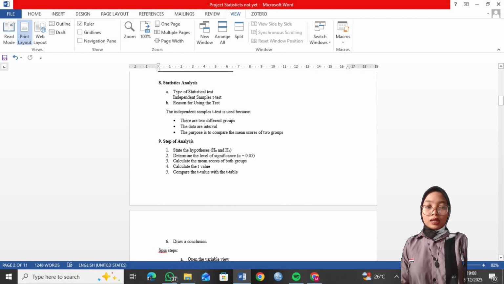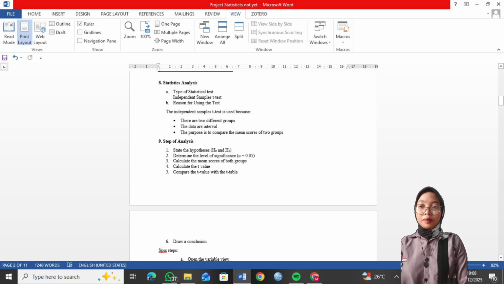So, to analyze the data, this research used an independent sample t-test. This test was chosen because the study involved two different groups. The data were interval, and the purpose was to compare the mean scores of both groups.